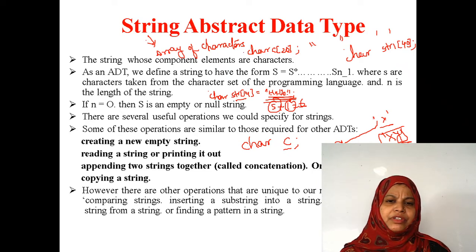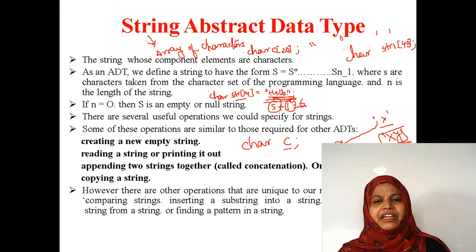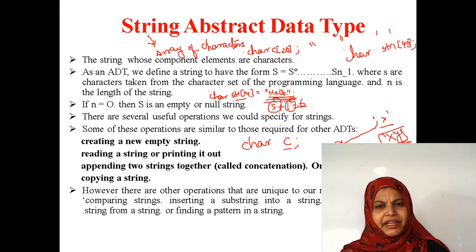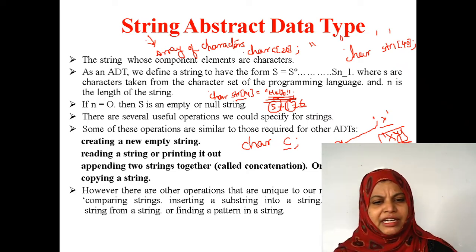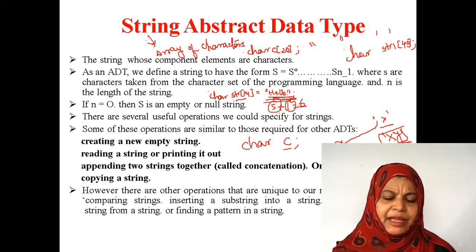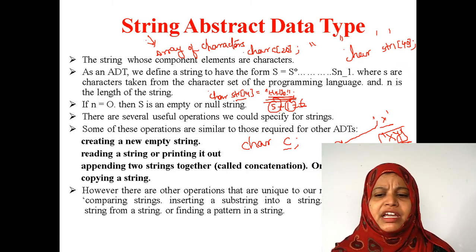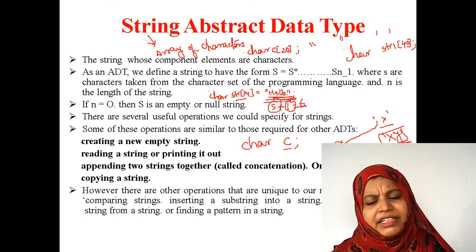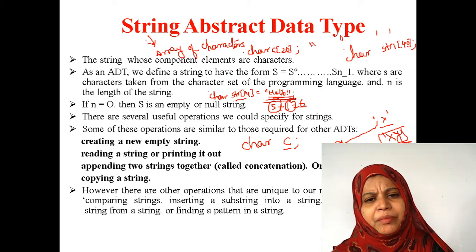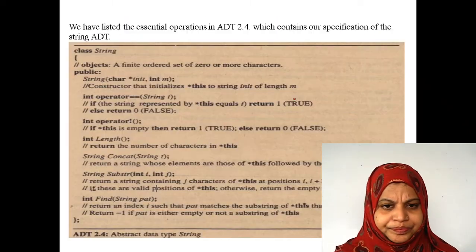Before this string topic we discussed the array topic. In the array we are retrieving the information and storing the information. While implementing the array as an abstract data type, in this case I am going to represent the string in terms of abstract data type. Then what type of operations can I perform? Comparing two strings, inserting a substring into the string, removing a substring from a string, and finding a pattern in a string. These operations we can perform on a string abstract data type.